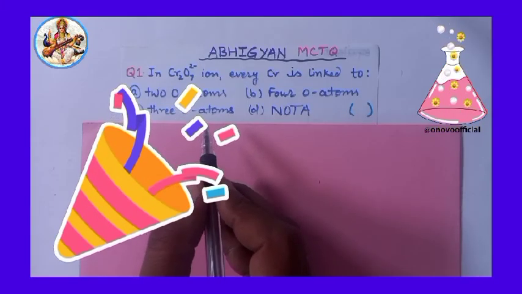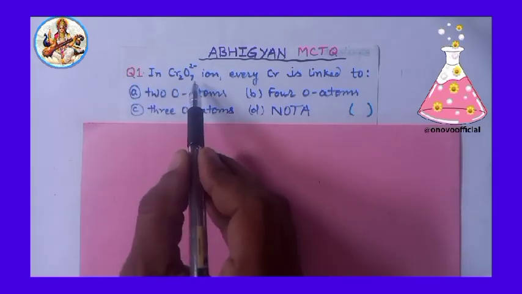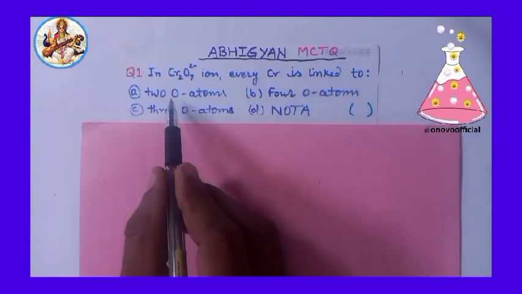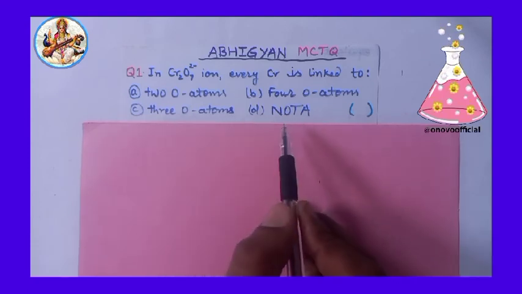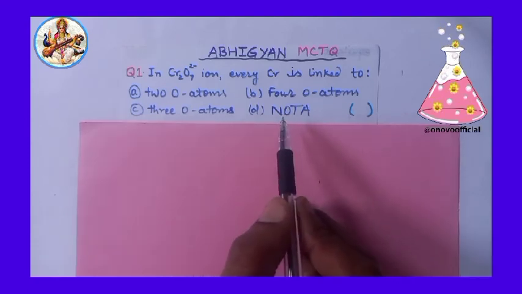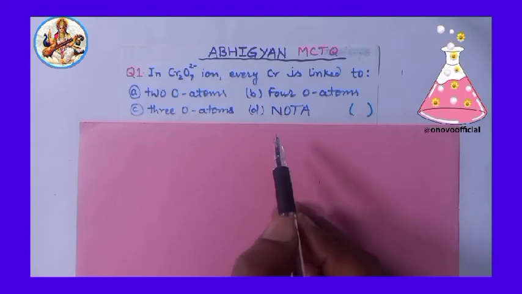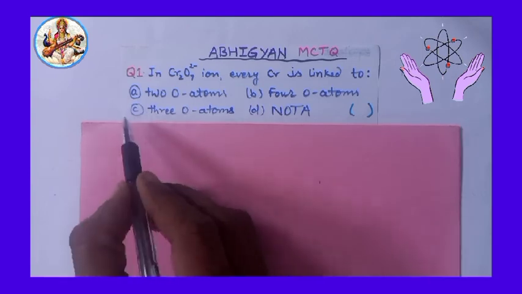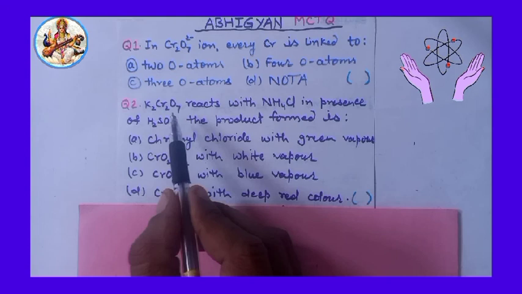Welcome back. Now we take some important MCQs. Question first. In dichromate ion, every chromium is linked to: 2 oxygen atoms, 4 oxygen atoms, 3 oxygen atoms, none of the above. Important question. We know that in the structure of the dichromate ion, every chromium atom is surrounded by 3 oxygen atoms. So the answer will be option C.